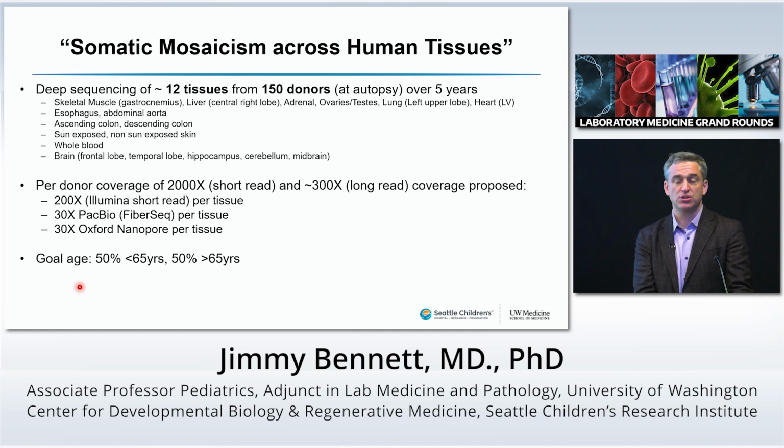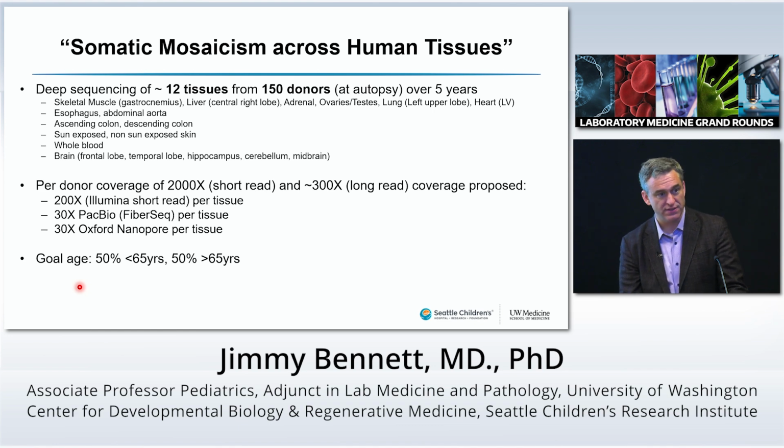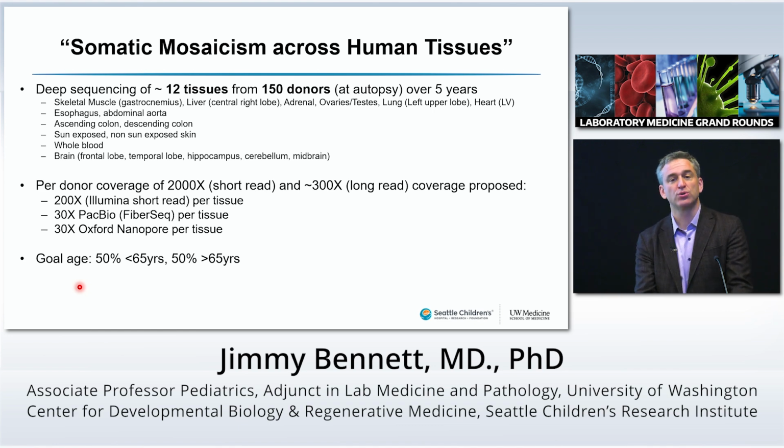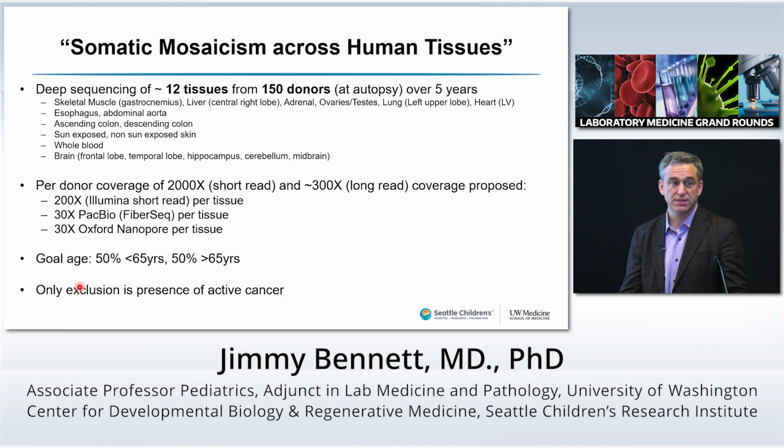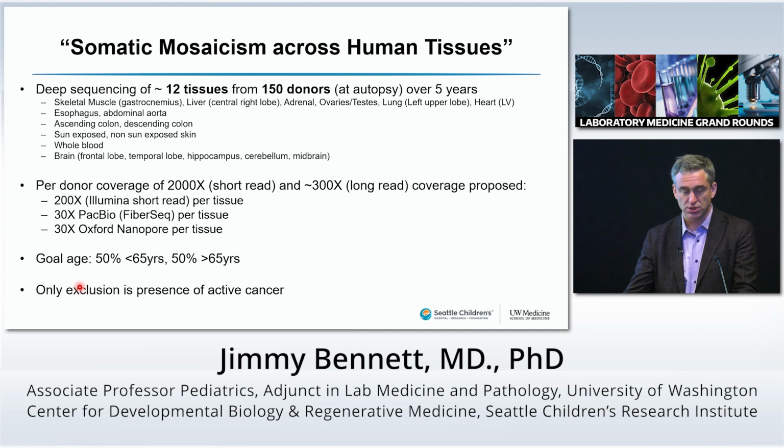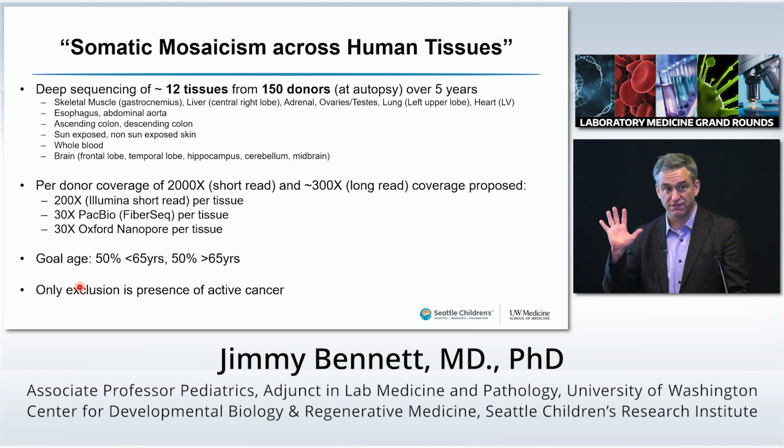We are aiming to collect individuals of various different ages. Hopefully about half will be less than 65 years of age, half over 65 years of age. It's much easier to recruit organs from older individuals than from younger individuals. This is not focusing on any specific disease, although certainly many of these individuals will have diseases, and we will record that and make note of that. The only real exclusion is if they have active cancer at the time of their death, because the goal of this is to identify somatic mutation in non-neoplastic tissues.